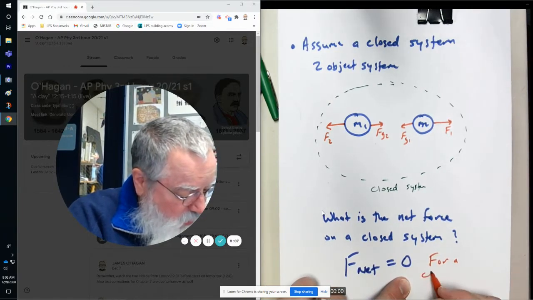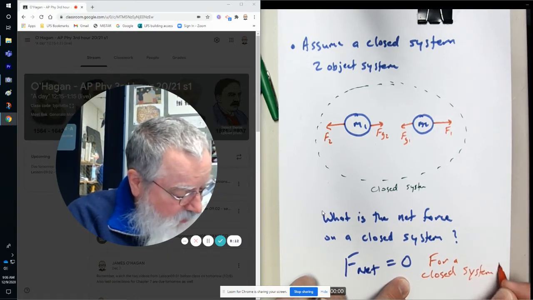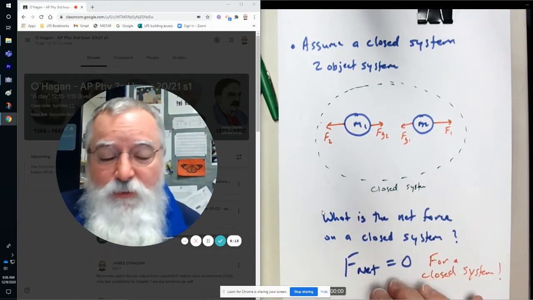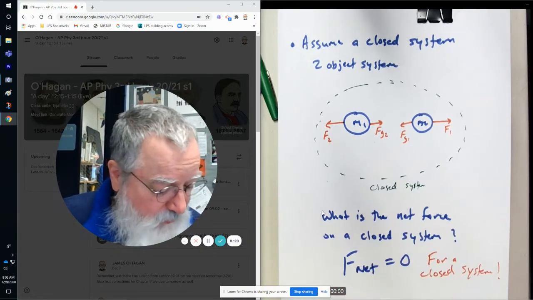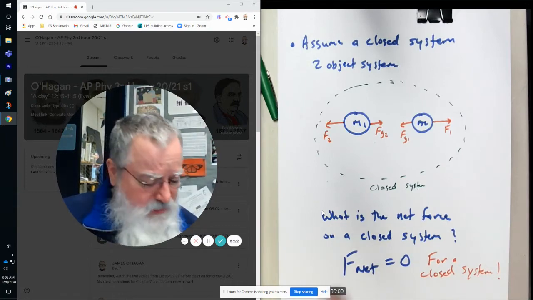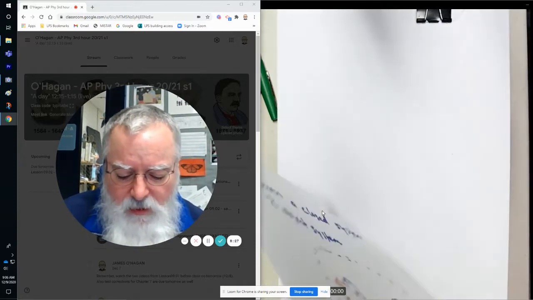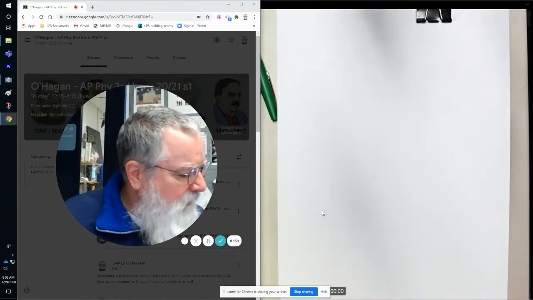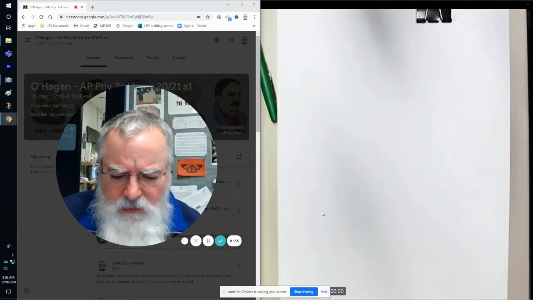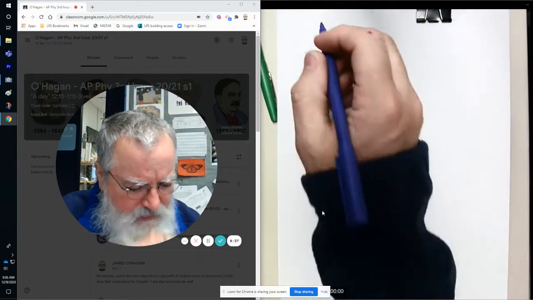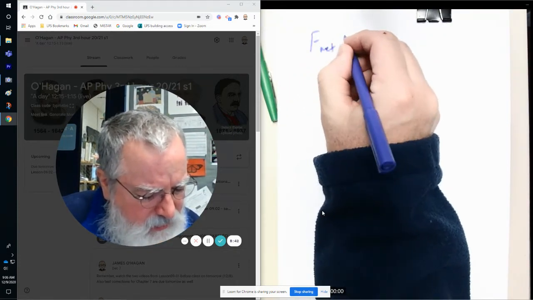For a closed system, an isolated system, everything we do from now on only applies to a closed, isolated system. But if you have an isolated system, net force equals 0. Okay, got that idea. So where do we run with that idea? There are kind of two different paths we can take on this one. Let's start with this idea: force net is equal to 0.